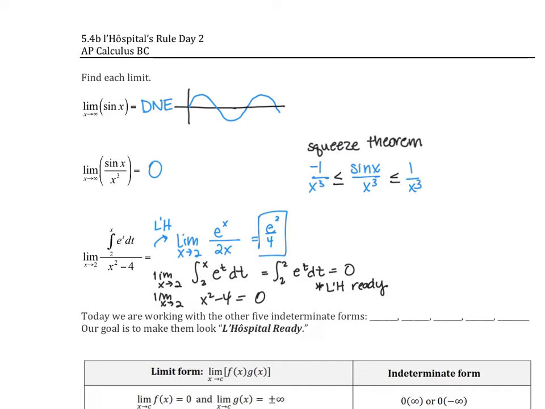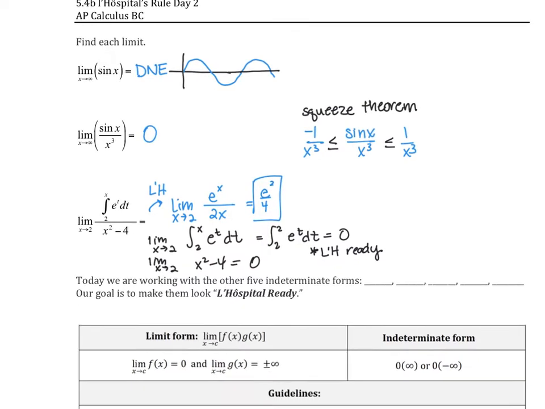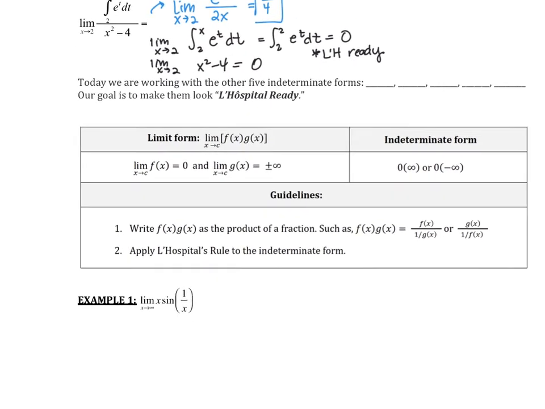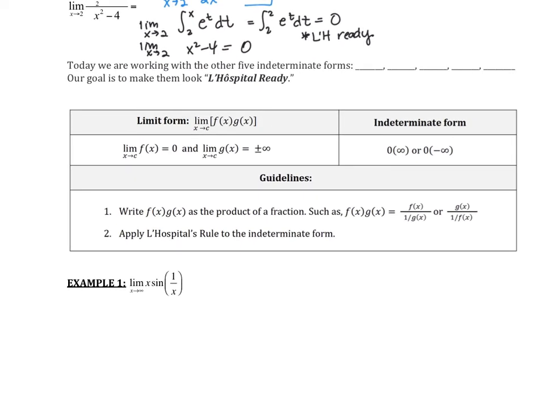All right, how'd you do? Well, you may need to revisit some of our limits again, but this is why we are bringing this back in this unit. Now what we're going to do today is work with the other 5 indeterminate forms. So let's review those other 5 indeterminate forms and then look at how we can evaluate each of them. We're going to make them each L'Hopital ready. And it's going to take some algebra work on our part.